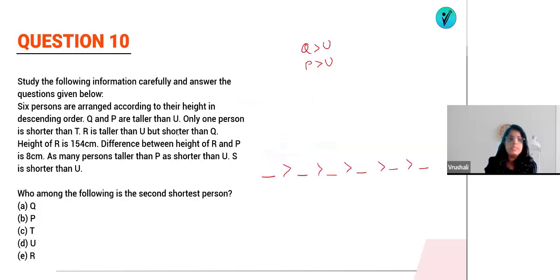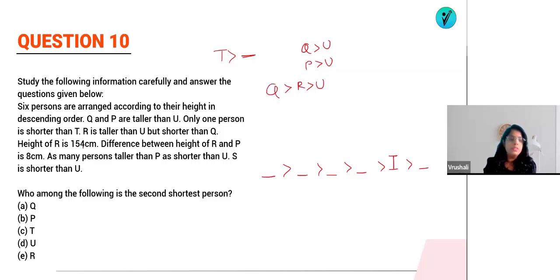Then next one, what are they saying? Only one person is shorter than T. Means only one person is shorter than T. Means T is second shortest. Then R is taller than U but shorter than Q. That means Q, R, U must be here.